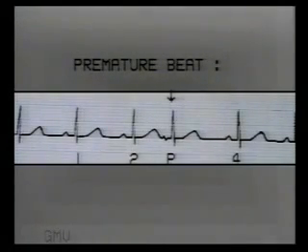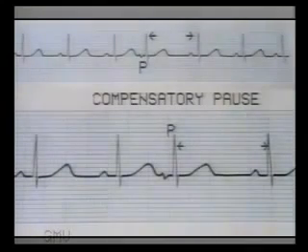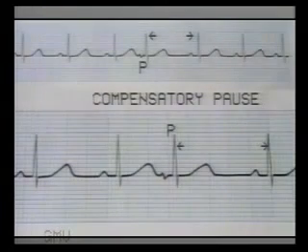In this strip, a premature beat has occurred after beat number 2. As a result, the expected sinus beat number 3 is missed, and after a small pause, the next sinus beat number 4 comes and the sinus rhythm starts again. The pause between the premature beat and the next sinus beat is termed the compensatory pause, and it compensates for the early occurrence of the premature beat.